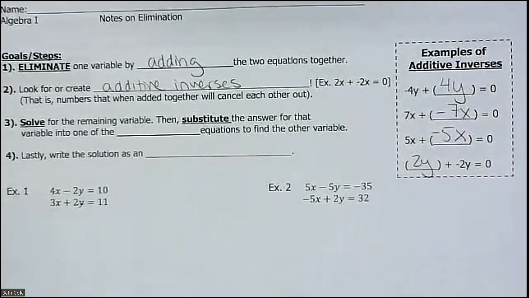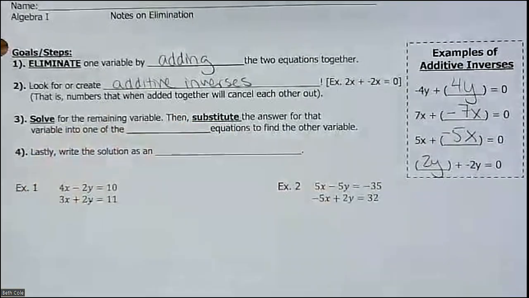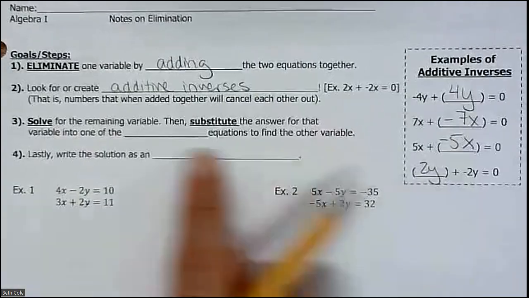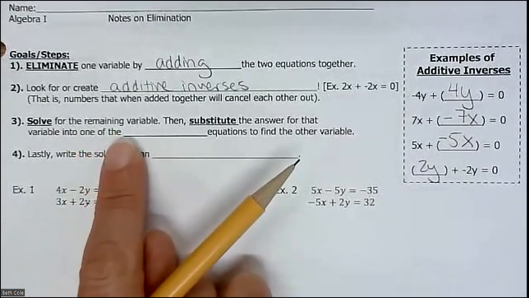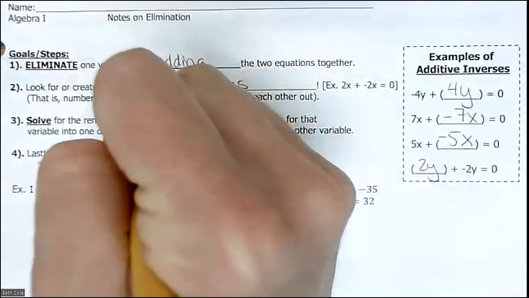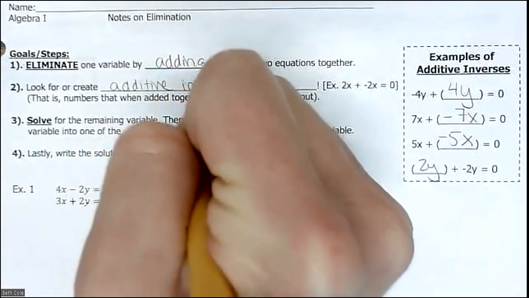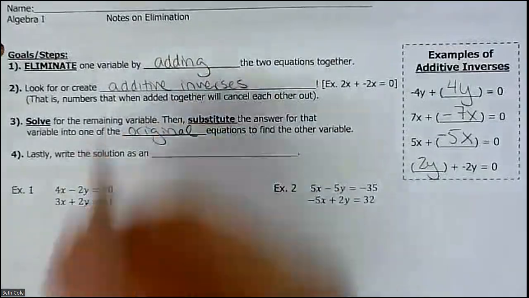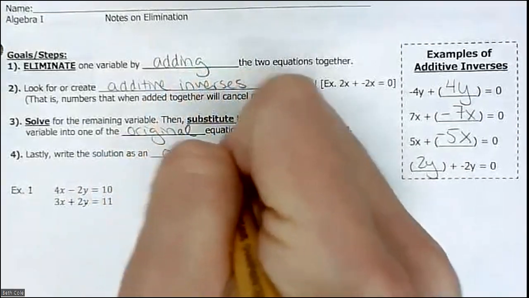Now, if there isn't one there, you need to manipulate the equations to create one, okay? And then you're going to solve for the remaining variable. That was like when we did the warm-up and we found y equals -1. Substitute it back in to one of the original equations to find the other variable. And then how do we write our answer? An ordered pair.